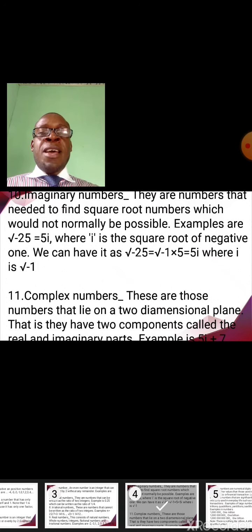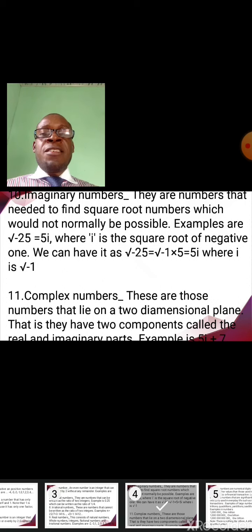The next is number 10, which is imaginary numbers. Imaginary numbers are numbers needed to find square roots which would not normally be possible. You understand? For example, if you want to find the square root of -25, the calculator will give you an error. So such a number is an imaginary number. But in mathematics, there's a way we do it. The square root of -25 is equal to 5i. We introduce a letter i, where i is the square root of -1. We can have it as the square root of -25 equals the square root of -1 times 5, which is equal to 5i, where i is the square root of -1.